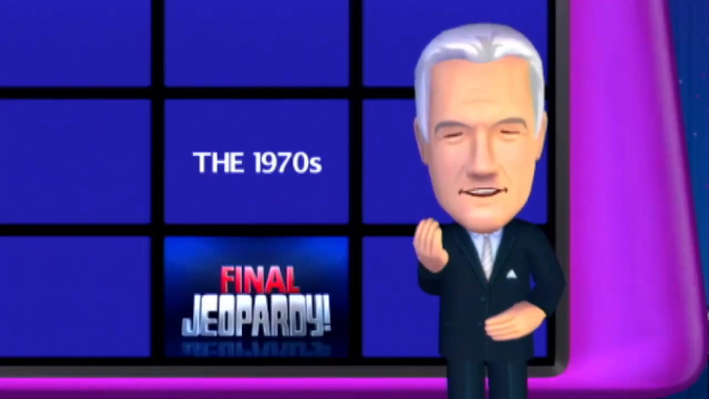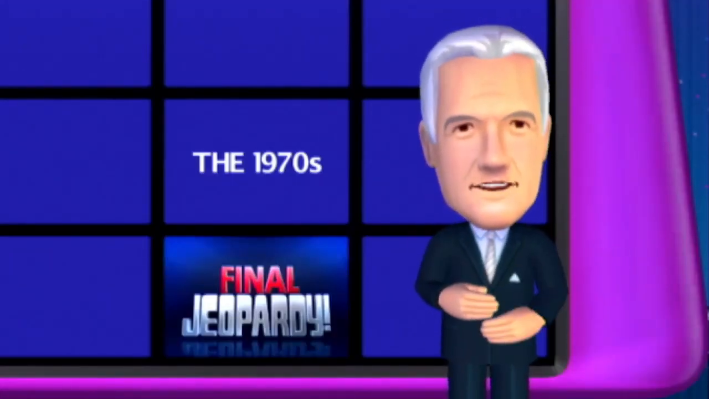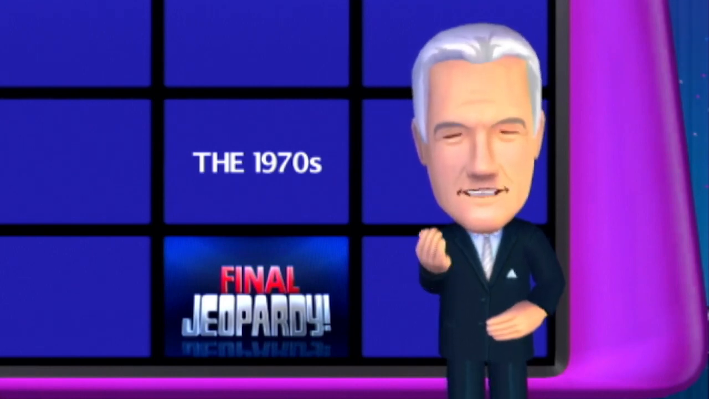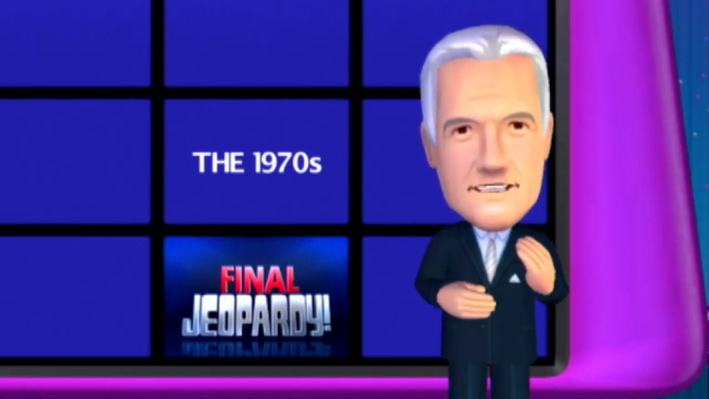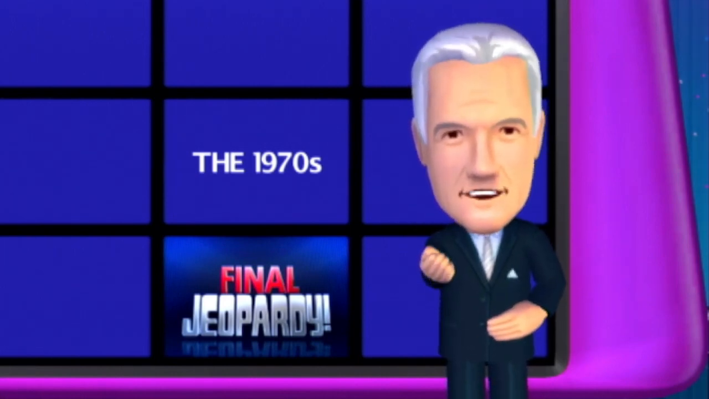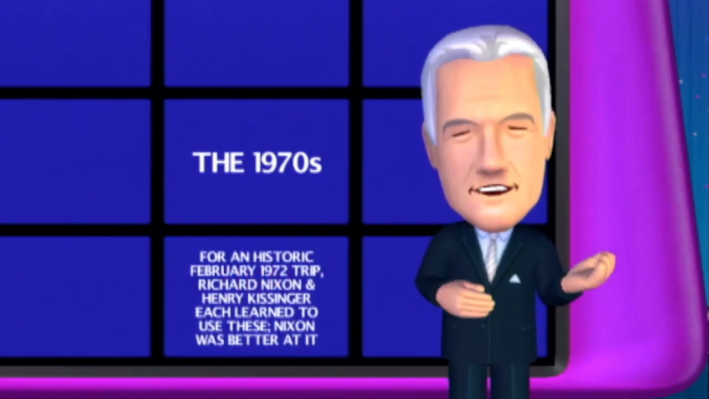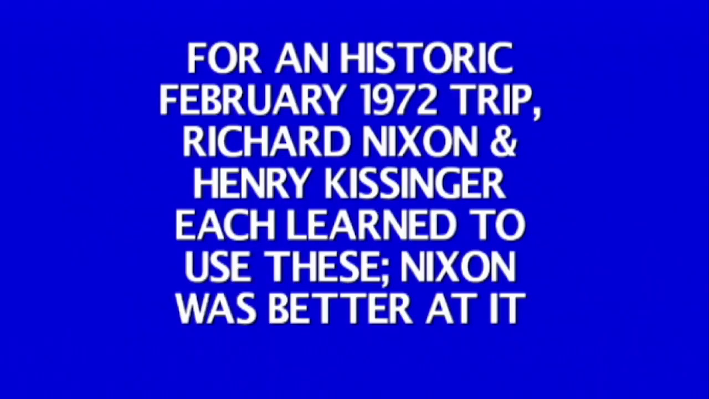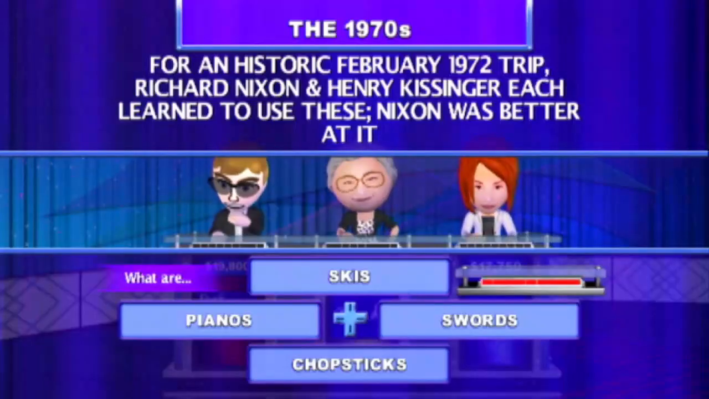Each direction on the plus control pad represents a different response. Press a direction to select an answer. This is a good category. Here's the clue for you. For an historic February 1972 trip, Richard Nixon and Henry Kissinger each learned to use these. Nixon was better at it.